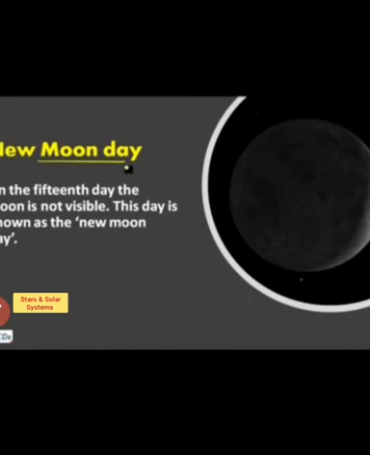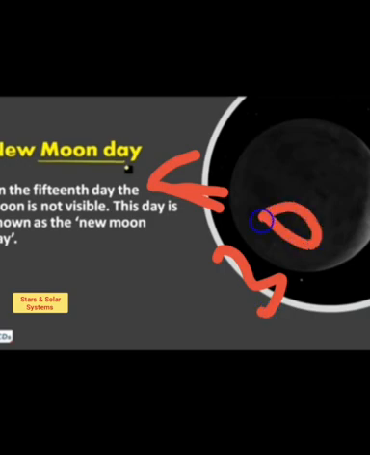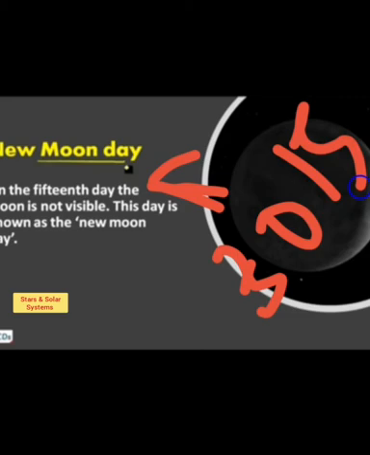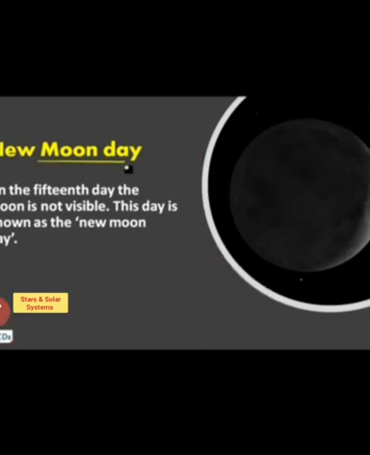And rather than this, whatever is given in your book will also be discussed. On the 15th day, I have told you that in a month, how many days are there? 30. In 15 days, Purnima comes, and the next 15 days, Amavasya comes. So on the 15th day, the moon is not visible. This day is known as new moon.